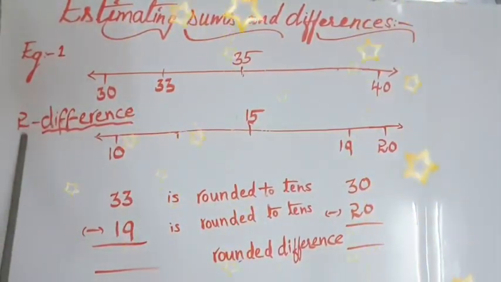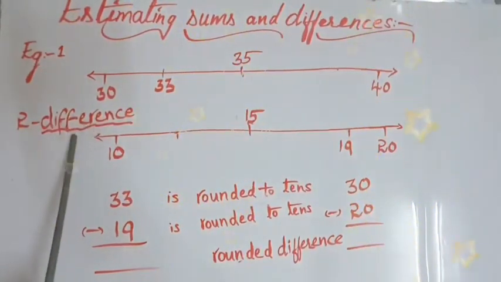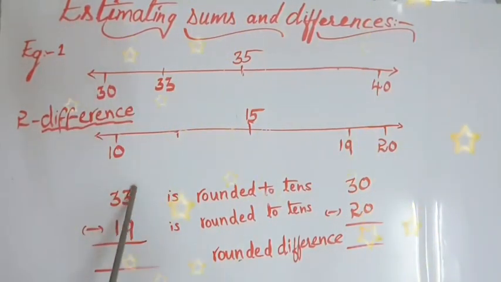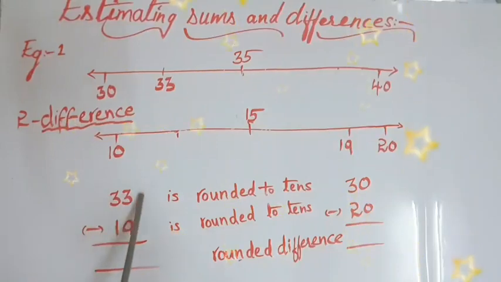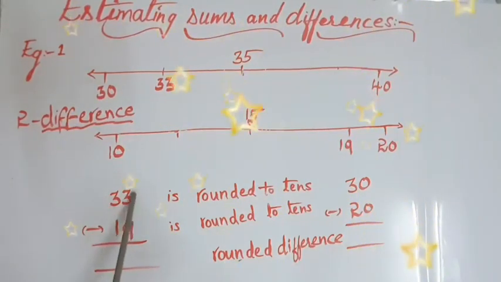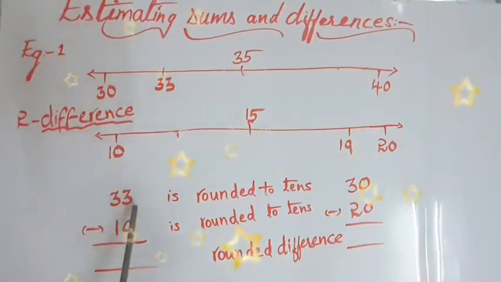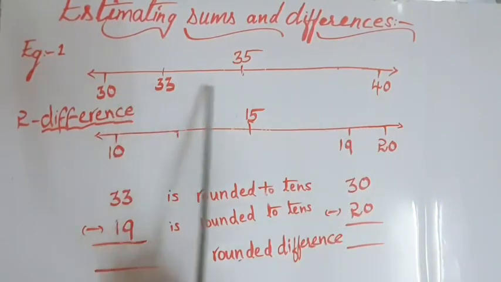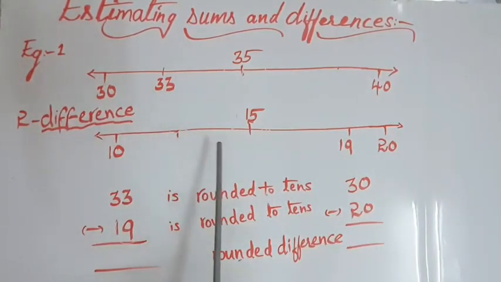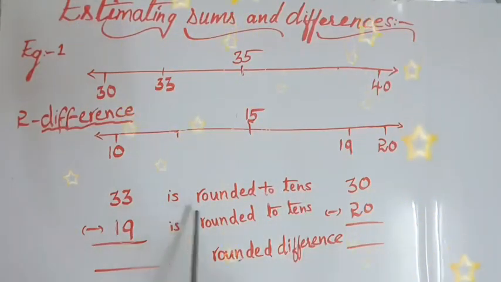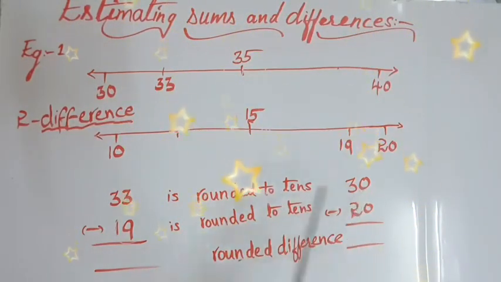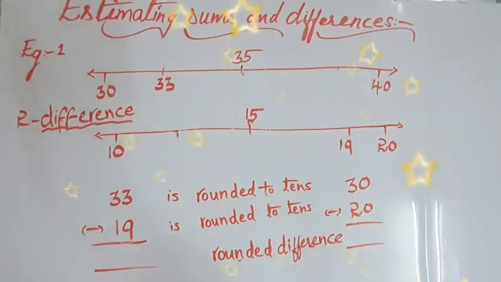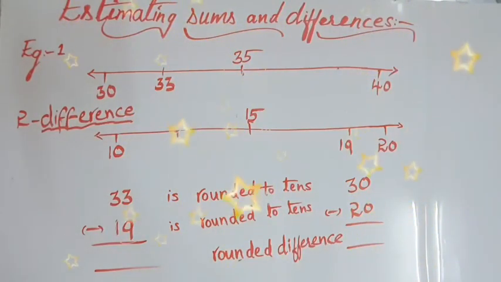This is the second example, that is difference. That means I am going to show you subtraction. Our number is 33, which is near to 30, and 19, which is near to 20. I have shown this by the help of a number line, so you can understand more easily. So 33 is rounded to tens, that is 30, and 19 is rounded to tens, that is 20. So now we have to find the difference between these two numbers.